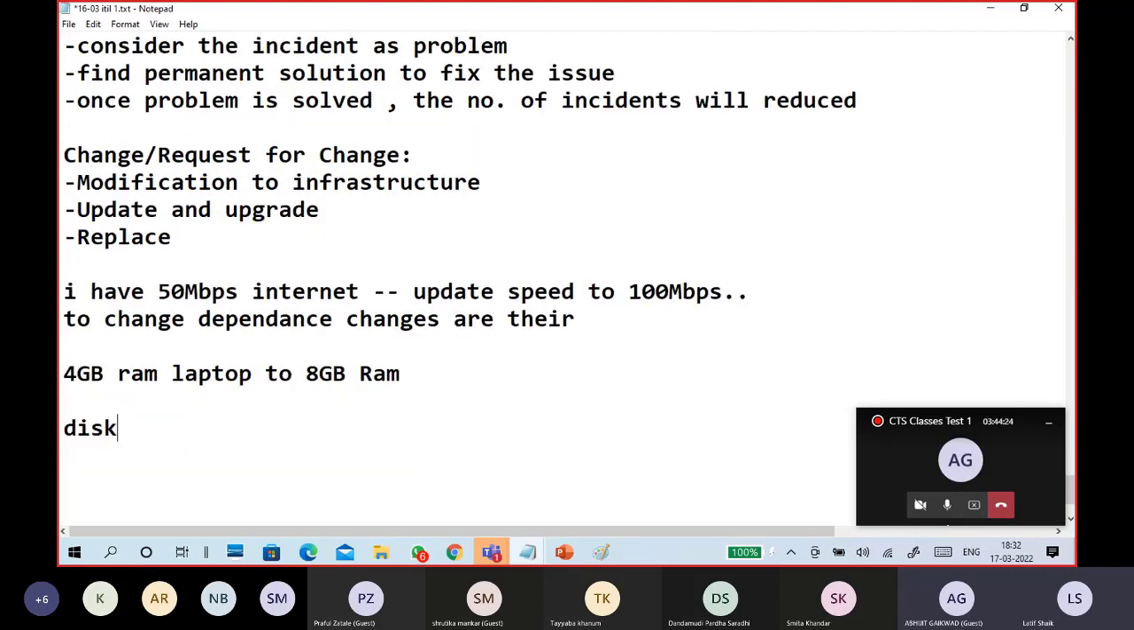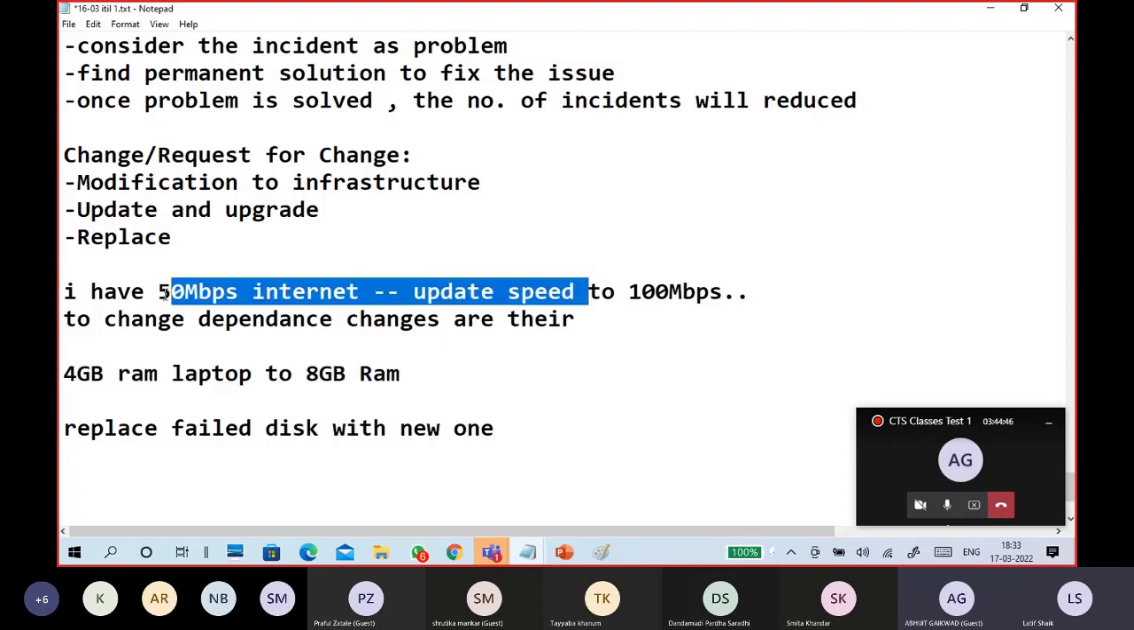So disk replacement: replace a failed disk, not a normal disk, a failed disk, with a new one, or a failed RAM. So what is it? Either it is replacement, upgradation, or updation.